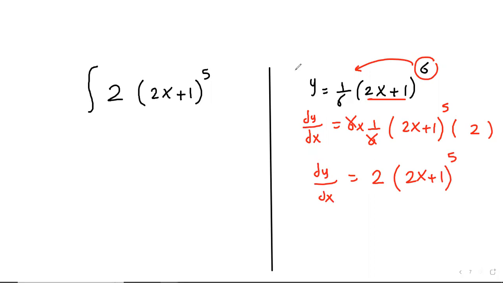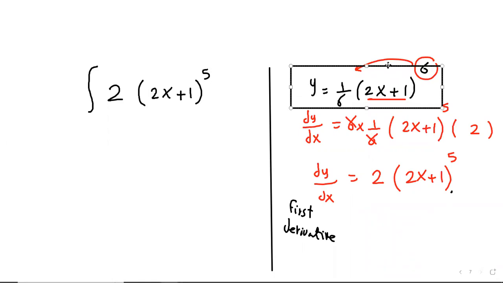Let's analyze it here. If we have the differentiated function, the first derivative, and I want to get the original function, I want to do the antiderivative to get the original function. So as you see here, the original function is 1 over 6 multiplied by 2x plus 1 raised to the power of 6. But forget it now and just focus on the rule we follow in this case.